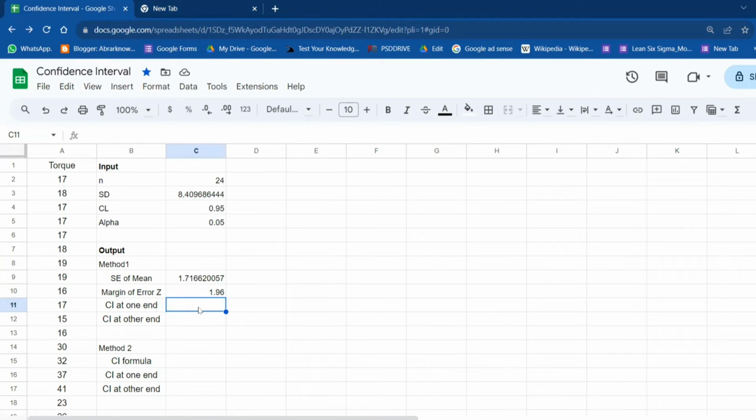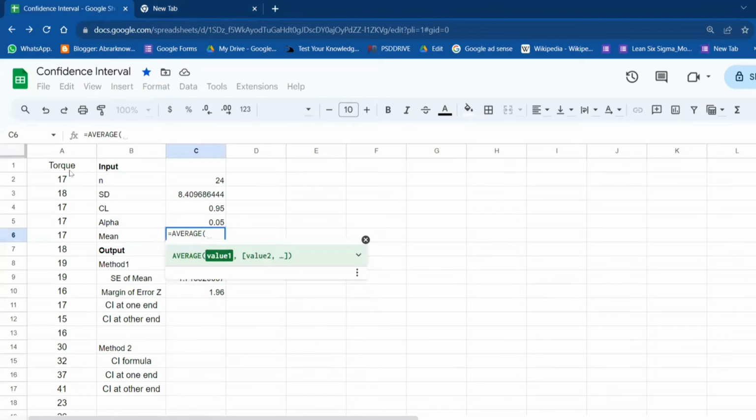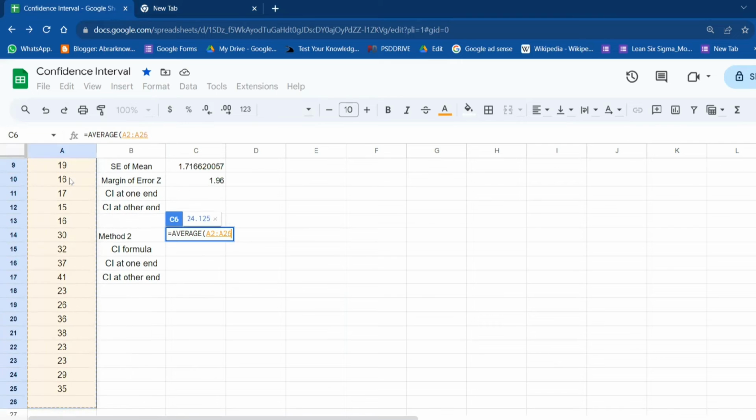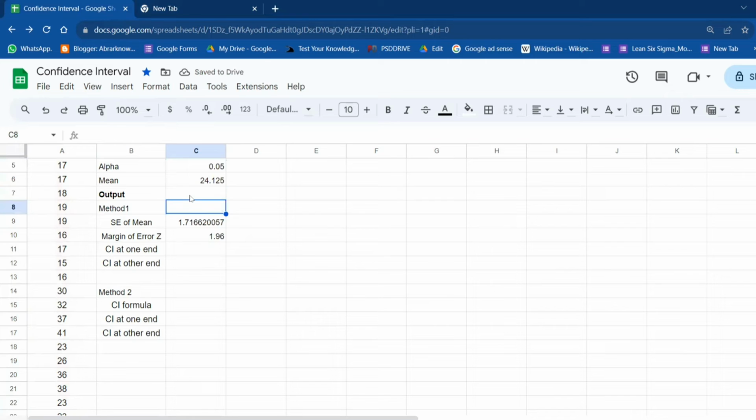Okay, let's find out the confidence interval at one end. So the formula is mean. So we have to find out the mean first. So this is the process mean, right? So this is coming from the parameter, right? Okay, average, and you're going to take it all the way here. Okay, so the mean also we found. So let's calculate further now.